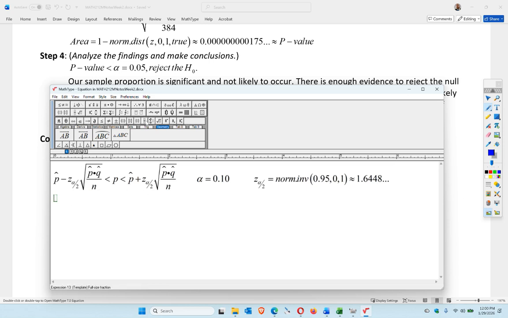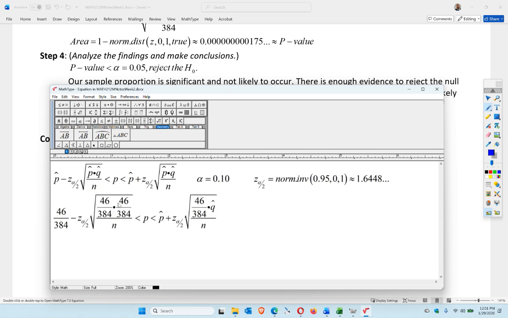So we have this ratio, which is the 46 out of 384, right? The rest of this, I'm just going to keep as is. So this goes here, right? That goes there. That goes there. This one is the Q, so that'd be what, 338? 338, and then this would be 384. And then we can copy that over.